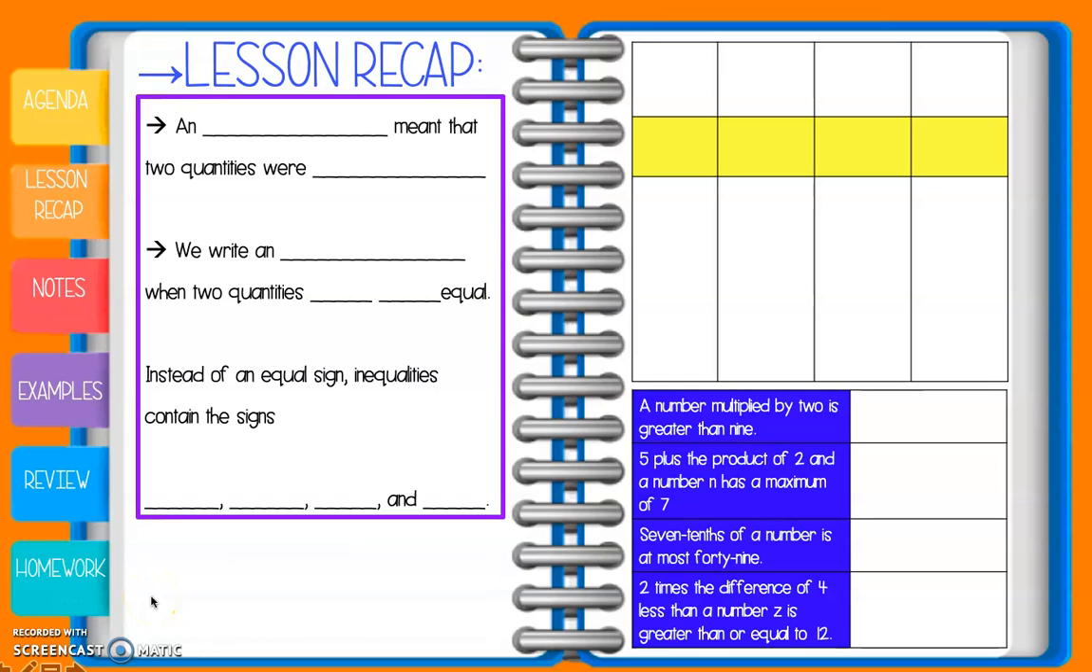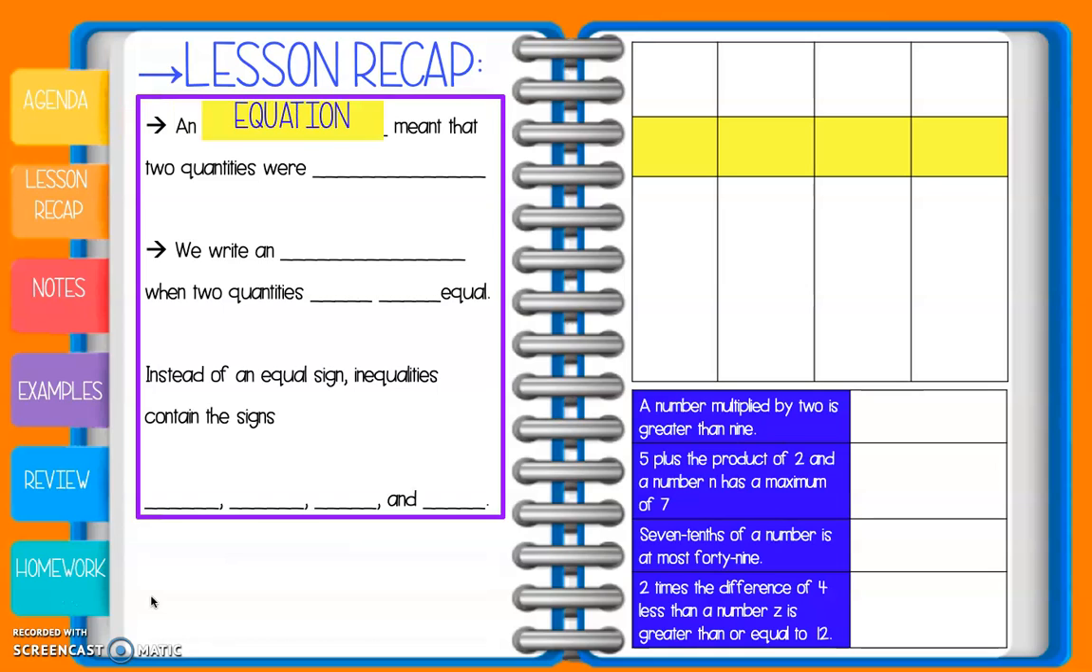All right, guys, today in class we talked about translating inequalities. And we talked about how it's very similar to translating expressions to translating equations, but instead of an equal sign, we're going to be using an inequality symbol. So first off, we need to talk about what equations are versus what inequalities are.